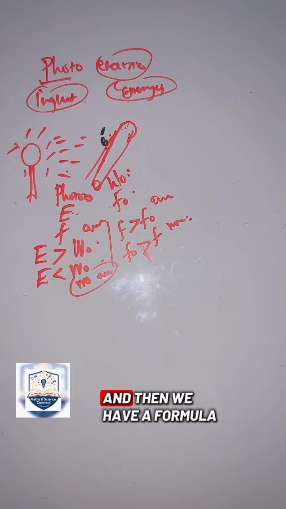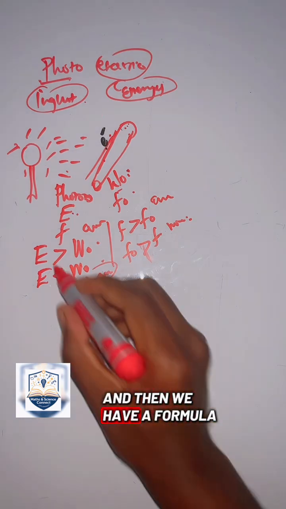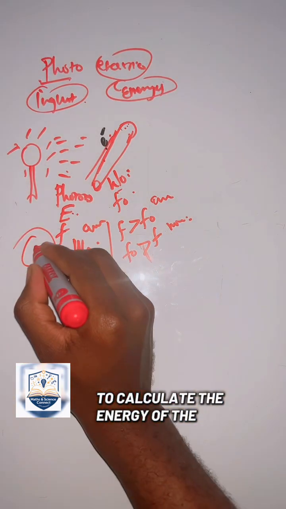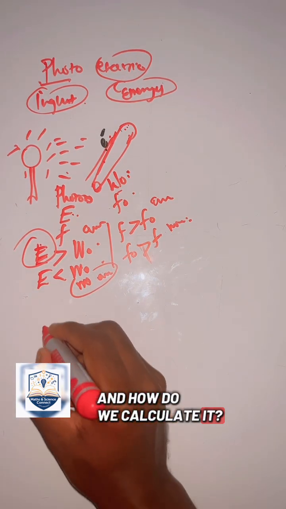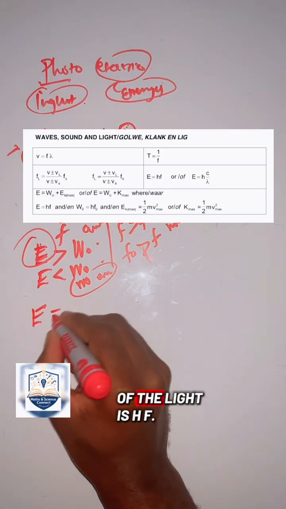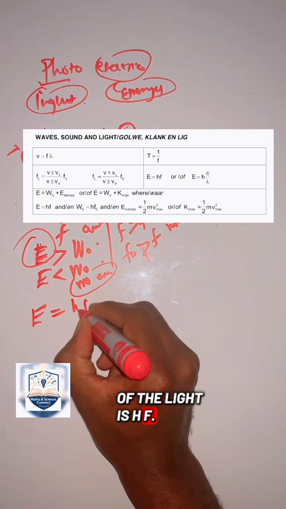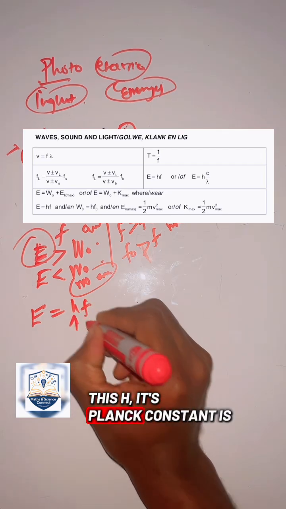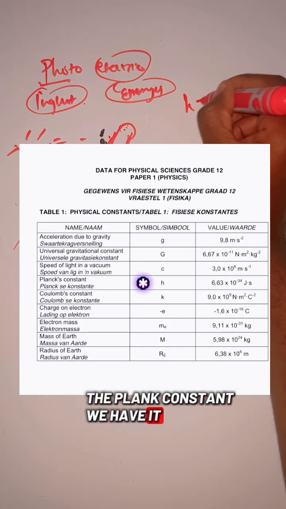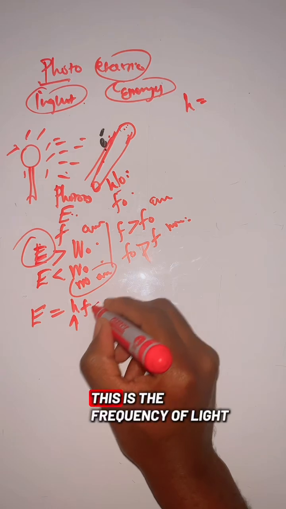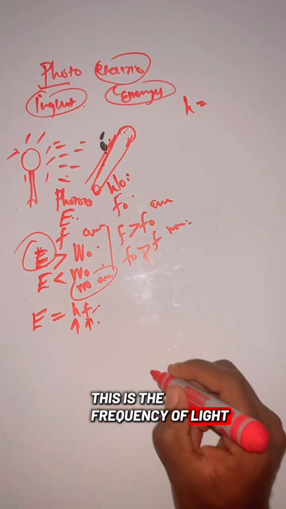Then we have a formula to calculate the energy of the light. How do we calculate it? We can use this formula: energy of the light is E = hf. This h is the Planck constant, which is on our information sheet. And f is the frequency of light.